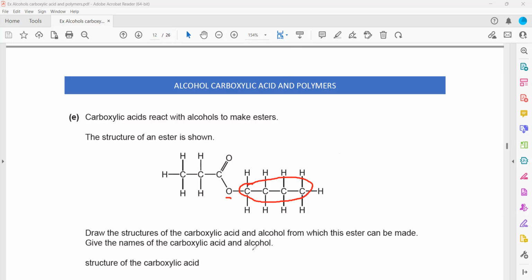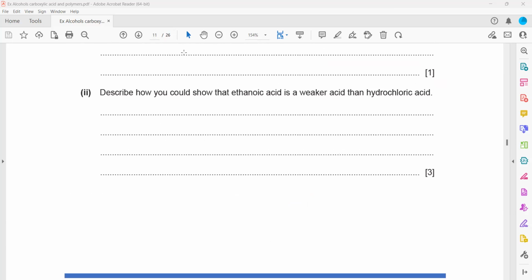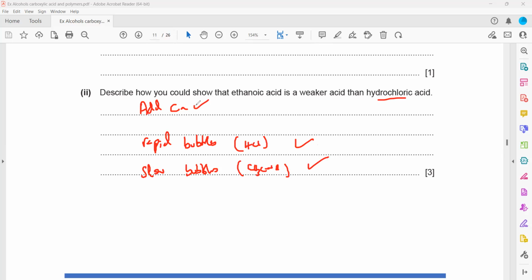How do you get 3 marks for a reaction with metal? First, you mention adding a metal, but you cannot add just any metal; copper does not react. So you refer to a more reactive metal, for example, add calcium. Hydrochloric acid is a strong acid, so it will give rapid bubbles, and there will be a slow formation of bubbles with ethanoic acid. So 1 mark is for this, 1 for this, and 1 for adding a metal.